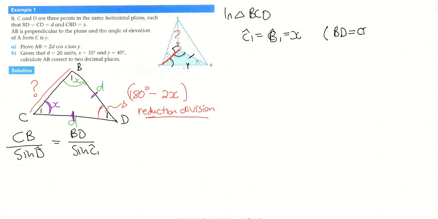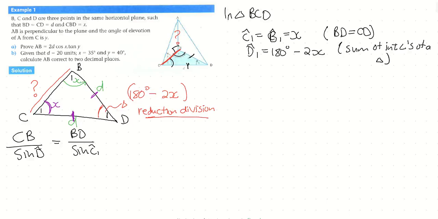BD is equal to CD. Equal angles opposite equal sides. Okay? And then I can figure out angle D1 by going 180 minus angle B and angle C, which is 2x. And my reason is the sum of interior angles of a triangle.